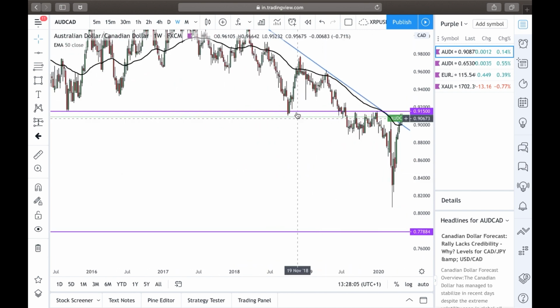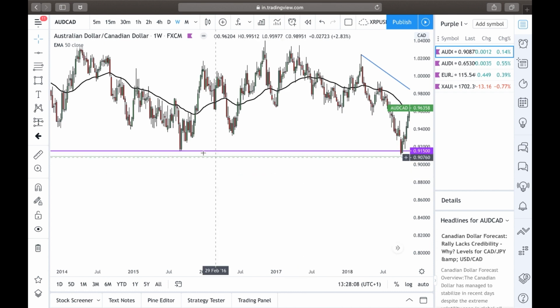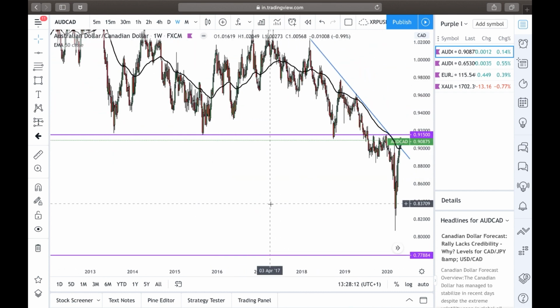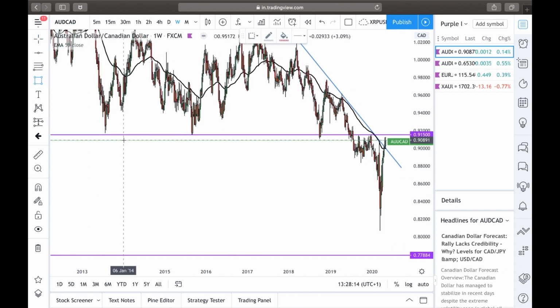Is there structure? Let's have a look. So you've got one support. Oh, look at that, another support. Oh, look at that, another support there. So this is a big structure zone. So let's just highlight this.